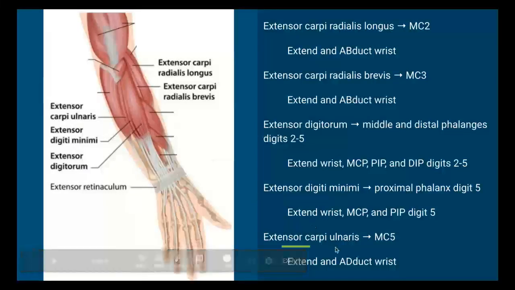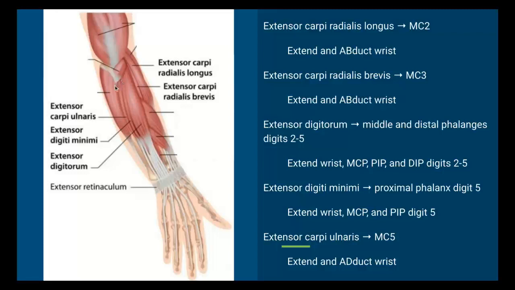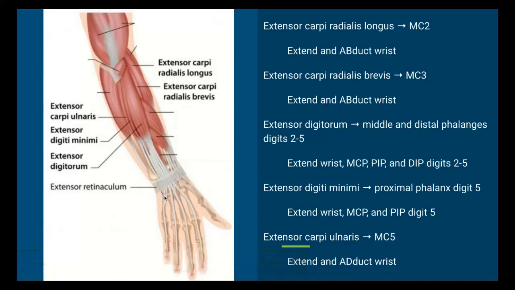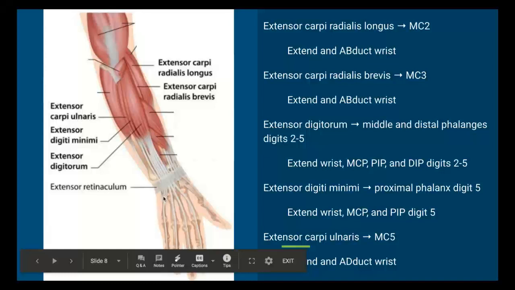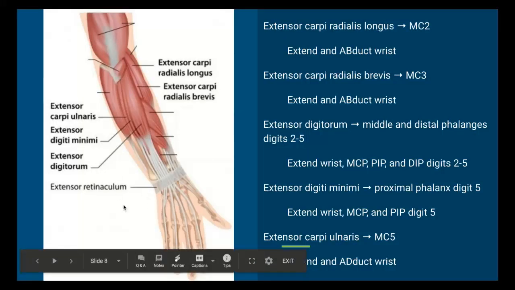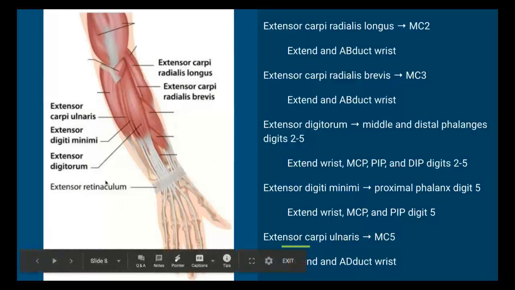And then finally, here in this layer, we have the extensor carpi ulnaris. So extensor carpi ulnaris is going to be kind of over here, extensor carpi ulnaris, right there. So it's going to be a kind of a larger muscle that's going to act to extend and adduct the wrist, because it's going to be inserting on metacarpal 5. So if it's inserting kind of on the more medial side, it's going to then act to pull that wrist in towards the body if you're in anatomical position. So extend and adduct the wrist.